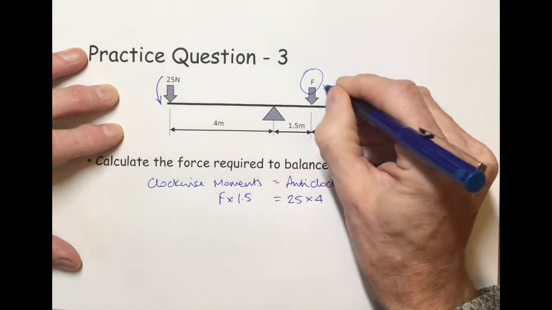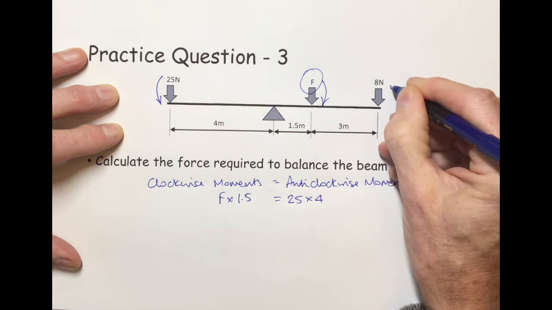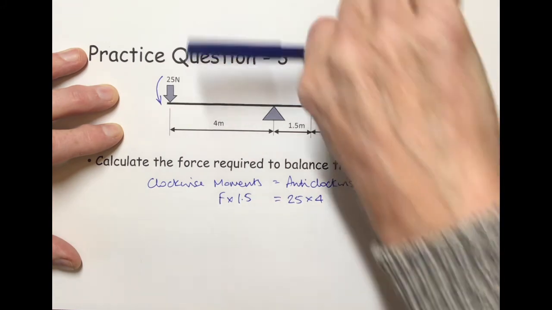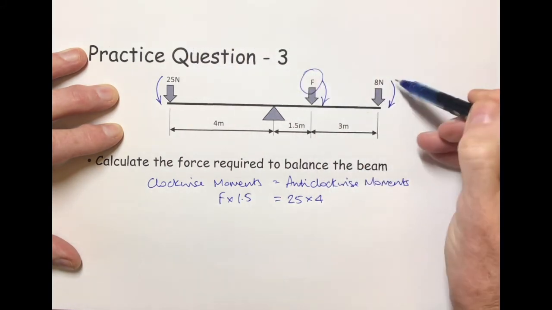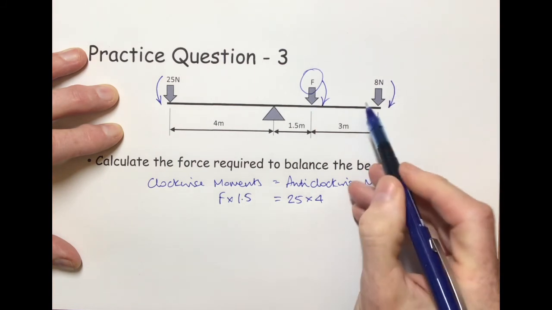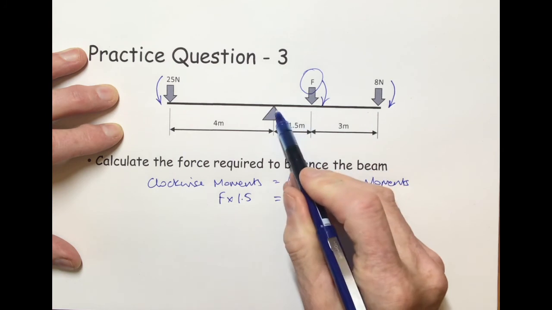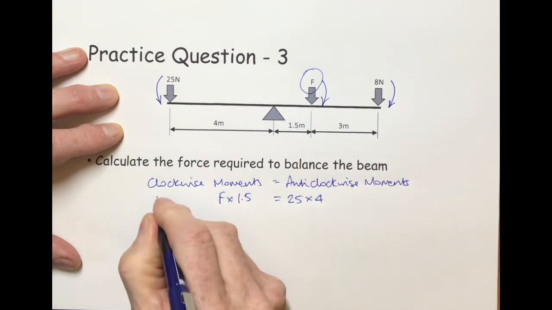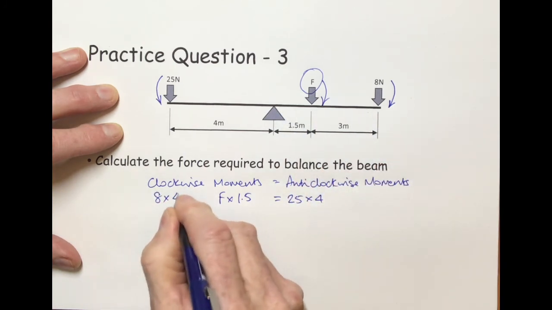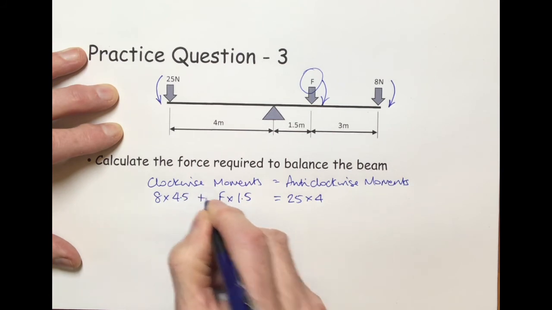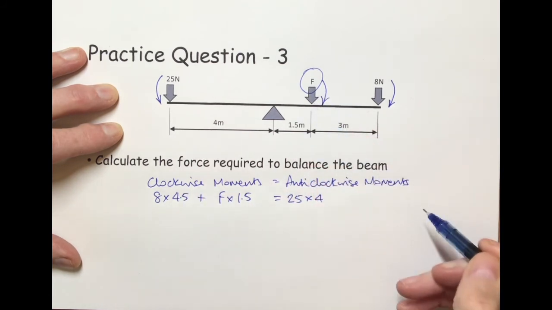So I'll put a clockwise arrow there. And this one as well will tend to rotate it in a clockwise direction. So I put a clockwise arrow here. And this is 3 plus 1.5 is 4.5 metres from there. So we go 8 times 4.5, and that will be added to the other clockwise moment you've got here.